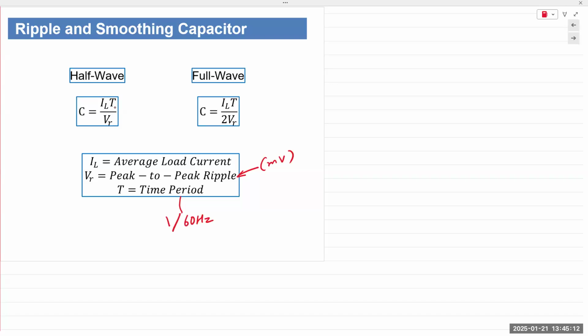So in the lab, we would perform an experiment with a bridge rectifier circuit. And then at the output, you can connect a capacitor to observe how it's being filtered out.